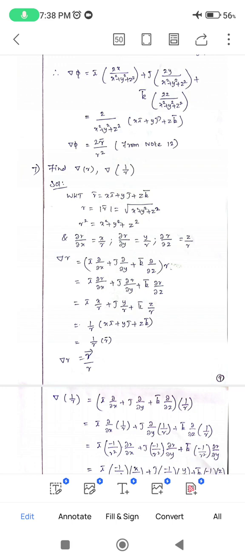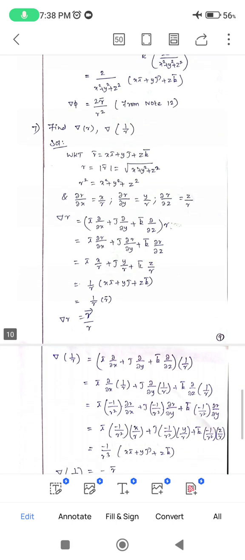And next one is, find del r and del of 1 by r. We know that r vector is written as x i vector plus y j vector plus z k vector. So r square is x square plus y square plus z square. So dou r by dou x is equal to x by r. Dou r by dou y is equal to y by r. Dou r by dou z is equal to z by r. So del r is equal to i into dou by dou x plus j into dou by dou y plus k into dou by dou z into r.